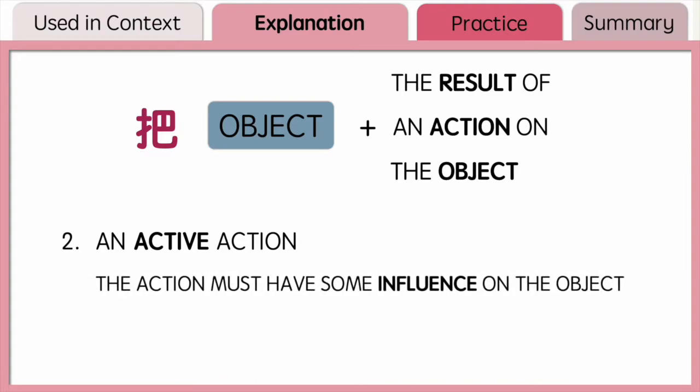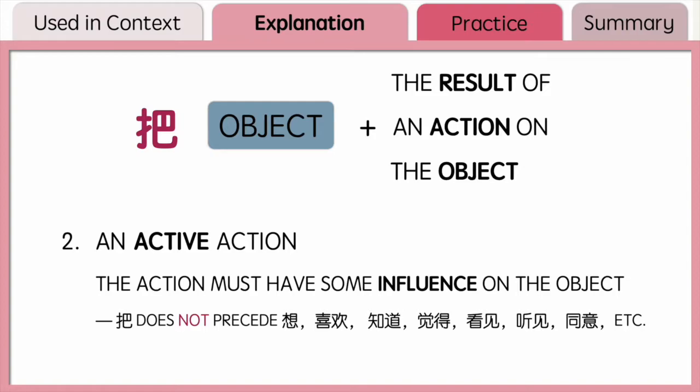Second, the verb must be an active action that the subject does to the object. So, verbs that have no influence on the object do not fit into the ba structure. For example, you cannot put ba before 想、喜欢、知道、觉得、看见、听见、同意, etc. to form a ba structure because these verbs have no direct influence on the object. So you cannot say ba something 想, ba something 喜欢, ba something 知道, ba something 觉得, ba something 看见, ba something 听见, or ba something 同意.